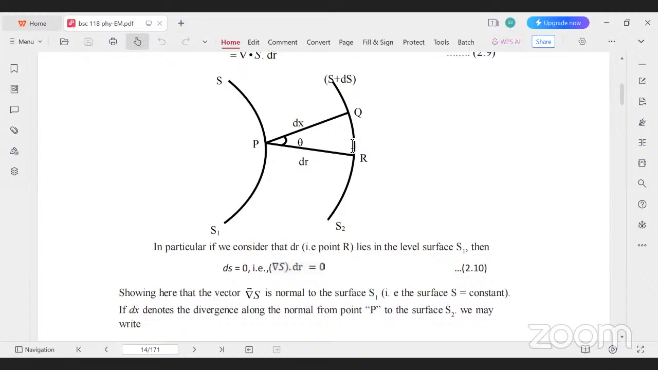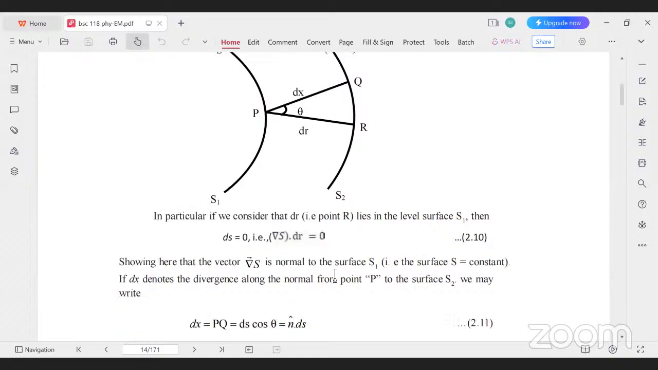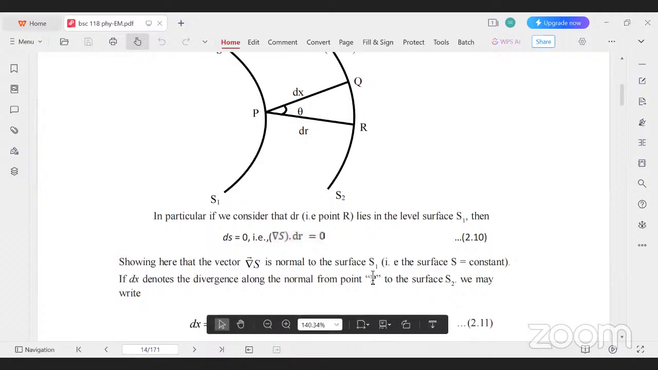lines in the level surface of S1. Then ds is equal to 0, that is del s dot dr equals 0, showing here that the vector del s is normal to the surface. Whenever there is a bar, what does it mean? It has both magnitude as well as direction. It is normal to the surface S1, that is, the surface s is constant.